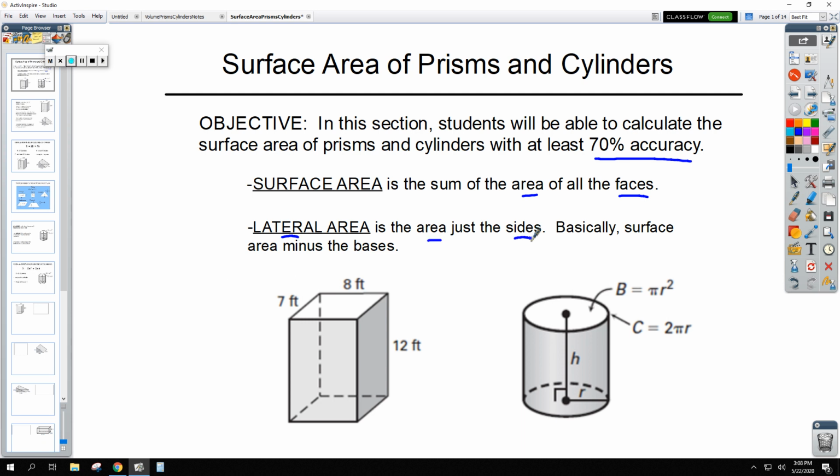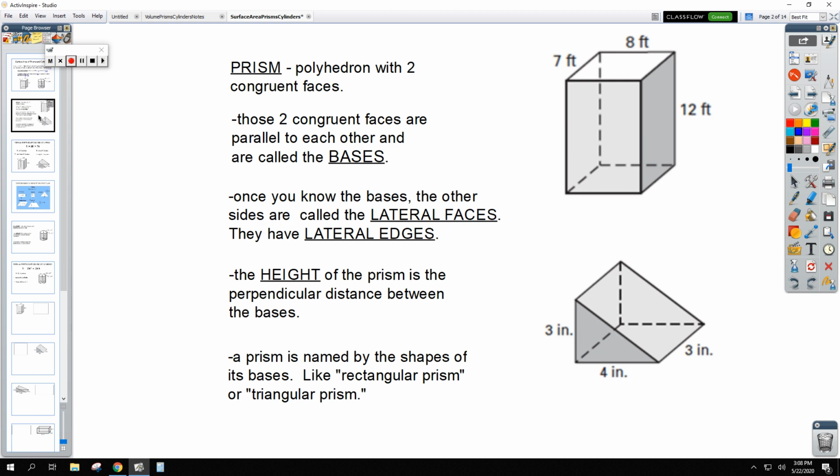Now, more on that in a little bit, because we have to talk about what the bases are in a solid. Let's start with prisms. A prism is a polyhedron with two congruent faces. Those two congruent faces, when they are parallel to each other, are going to be called your bases. So in this top solid, I'm going to highlight this 7x8 rectangle and its parallel congruent base. I'm going to call those two the bases in that prism.